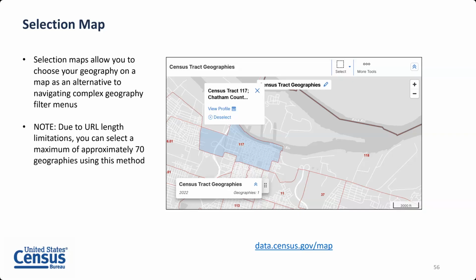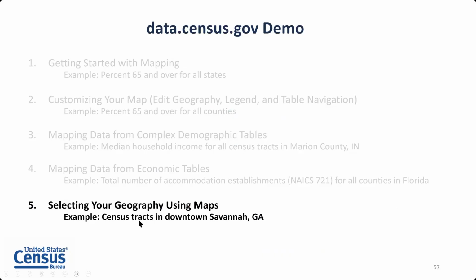And I do want to note here, when you make selections this way, you can make selections in bulk, but the URL gets longer and longer because these are all individual selections. So I put a note here that you can select approximately 70 or fewer geographies using this method I'm going to show you. That's not a hard rule, it's a rule of thumb, and it's based on a lot of factors. But for this example, I'm going to pick some census tracts in downtown Savannah, Georgia.